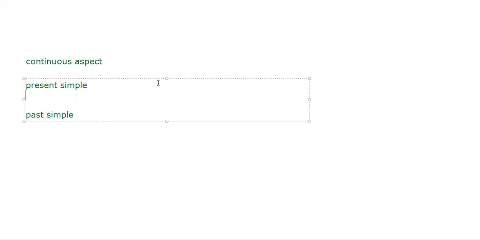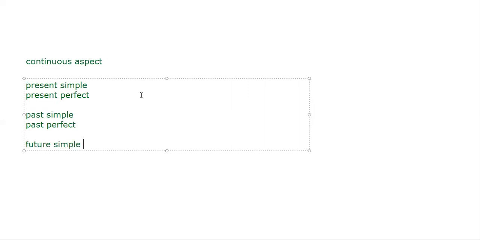Anyway, so we have the present simple and present perfect, past simple, and past perfect, and then future simple and future perfect. Okay, so this is what we covered so far.